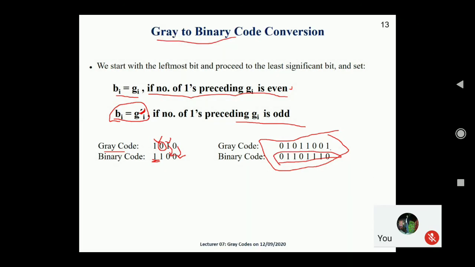Because the gray code is already given to you when you are converting gray to binary code. Just check this, and if you have any doubt, please ask me. Now check the second example. The gray code is given as 0, 1, 0, 1, 1, 0, 0, 1. The corresponding binary code is 0, 1, 1, 0, 1, 1, 0. So is it correct now? Are you getting this one? Any doubt?